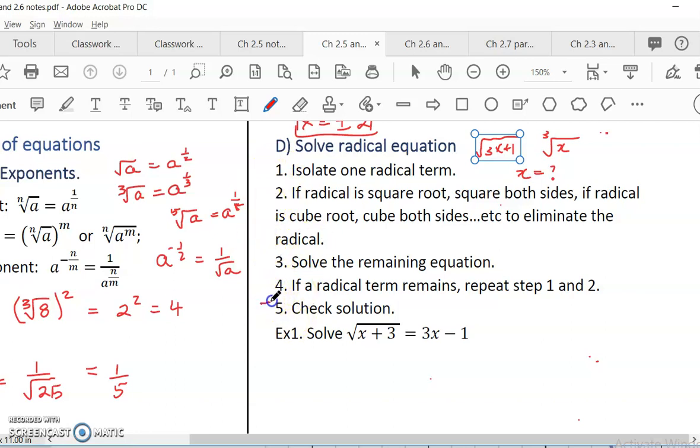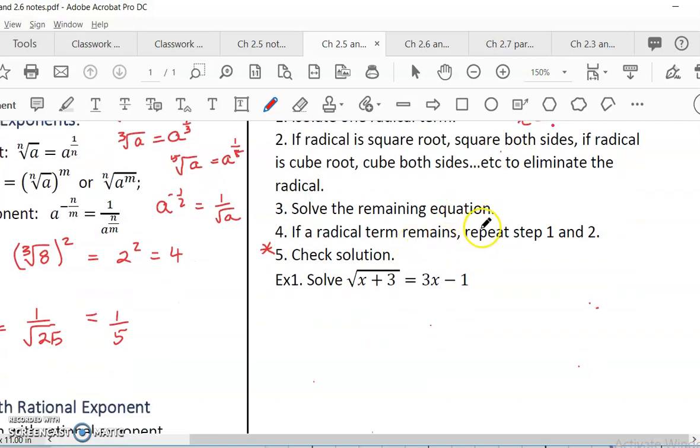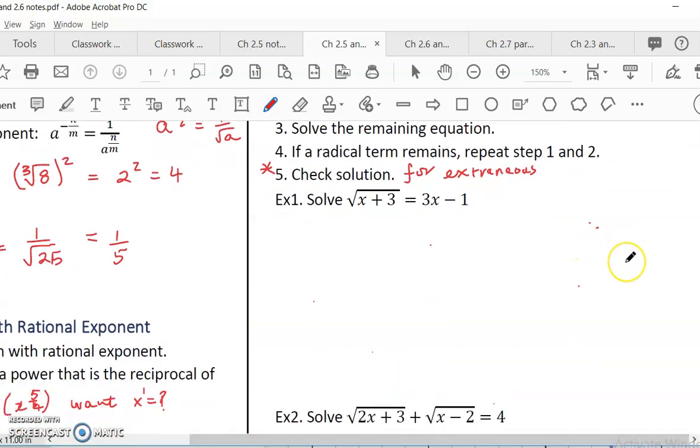The important thing you should know is that I specifically say check solutions. During the squaring process, a lot of the time, some extraneous solutions will show up. So not all solutions that you get are the correct ones. So you always check solutions for extraneous ones. Extraneous ones are those that are introduced as an extra, but are actually not the real solution. So you only want to find the ones that actually work.